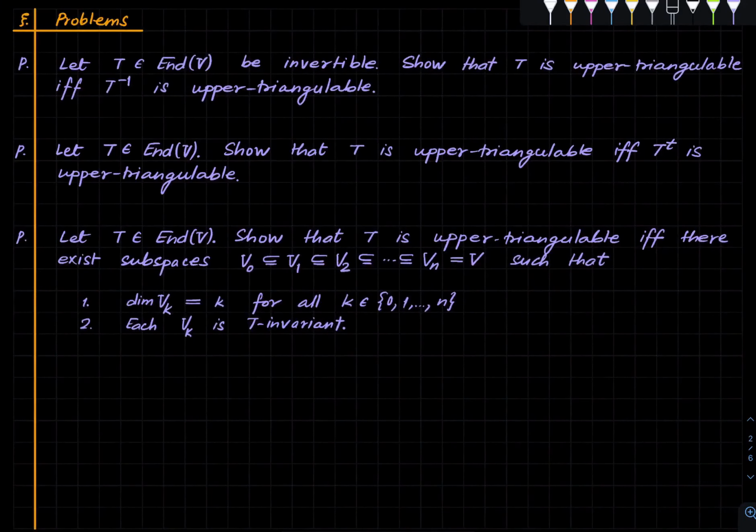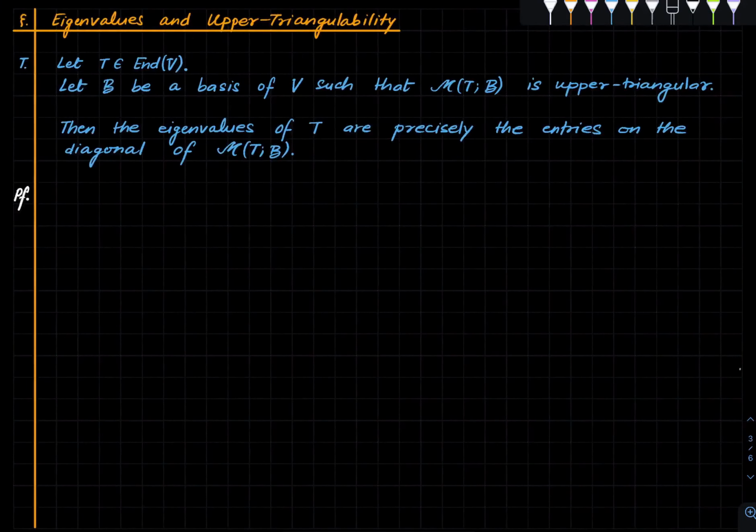Here are some problems for practice. And now let us get to the main theorem. The formal statement is this: fix an endomorphism T on a vector space V, and F is the base field which we suppress. Suppose there is a basis B such that the matrix of T with respect to B is upper triangular, so this is an upper triangulable endomorphism. Then the eigenvalues of T are precisely the entries on the diagonal of this matrix. No matter what matrix, no matter what basis you pick such that this is upper triangular, the entries on the diagonal are precisely the eigenvalues of T.